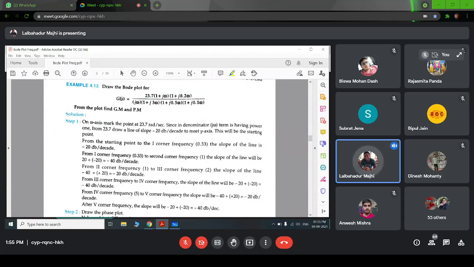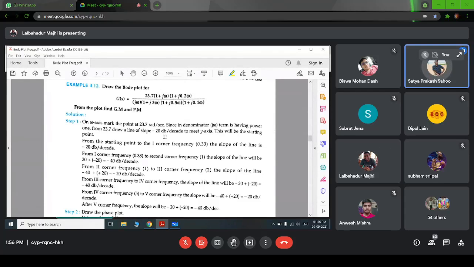So can anyone tell me what will be the final slope for this transfer function? The final slope of the asymptote for this transfer function? Minus 20 dB per decade. Minus 20 or minus 40? So minus 40 dB per decade. Oh, yes, minus 40 dB per decade, right?